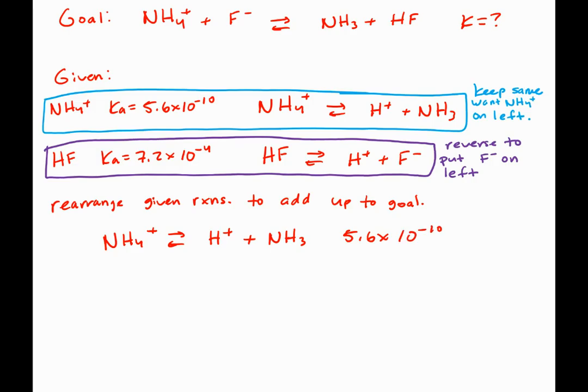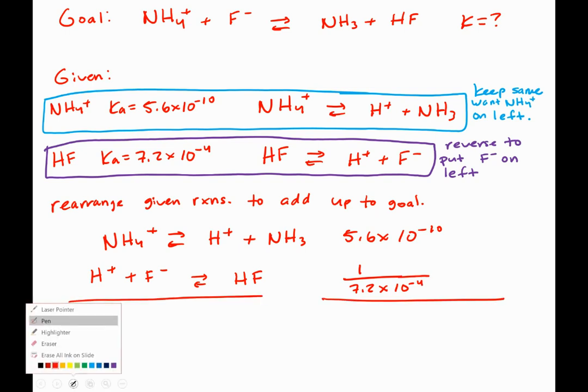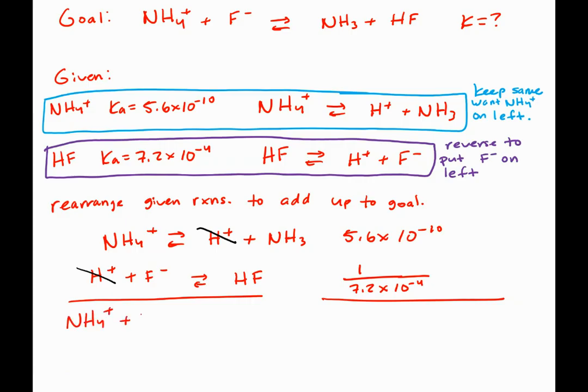Because we've reversed the reaction with HF, it now takes the form H+ + F- is at equilibrium with HF. And when you reverse a reaction, I'll remind you that you have to invert the K value. So this is 1 over 7.2 times 10 to the minus 4. Now we can add up these two reactions to get the overall, and in the process, the H+ in this reaction cancels the H+ in that reaction, leaving us with the exact reaction that we're looking for here. NH4+ + F- is at equilibrium with NH3 + HF.